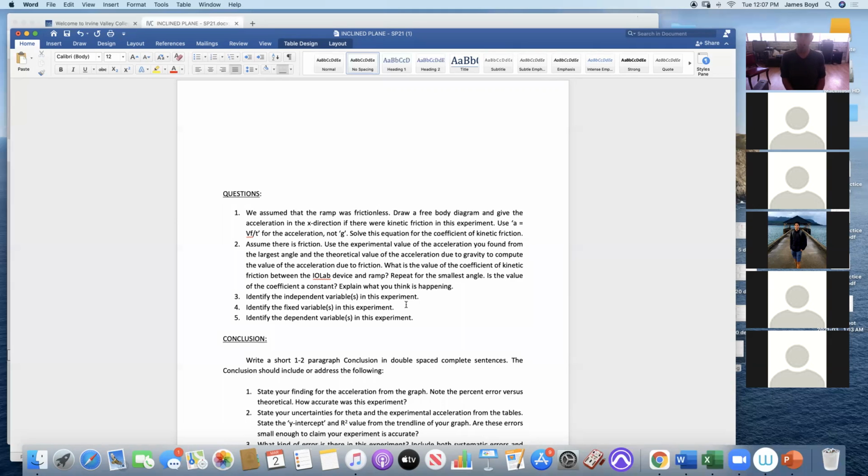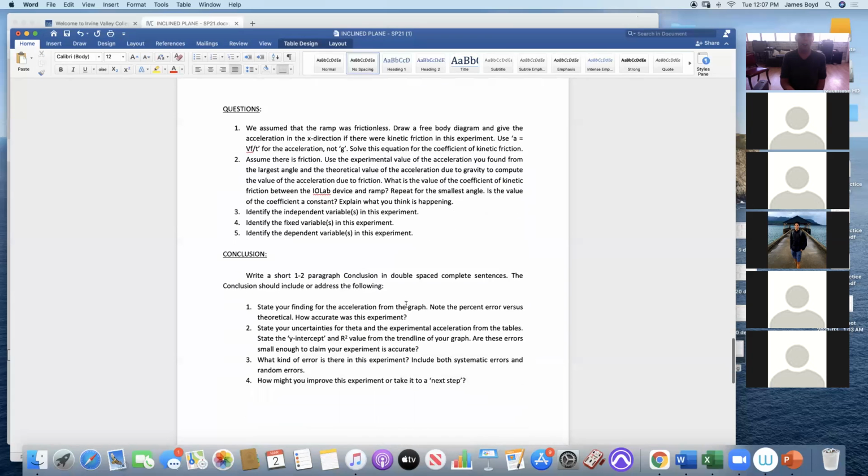And then dependent variables are the measured variables, the things that we're looking for. We were trying to find the velocity and the time. Those were both things we measured with the iOLab. We were also measuring experimental gravity. So those are all.